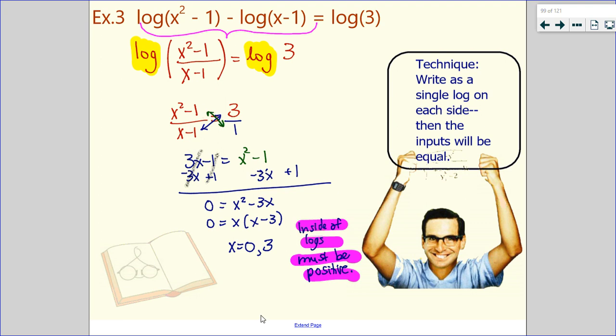And so one of these values makes the inside of the logs negative. So if I plug in x is 0, notice I'll have a negative inside that log. I'll have -1. Here, if I plug x is 0, again, I'll have negative inside the log. So 0 we have to eliminate as a solution. So really our only solution is going to be x equals 3, due to the fact that the input into logs must be positive. So that's one of those tricky things that, yeah, you just have to keep in the brain.